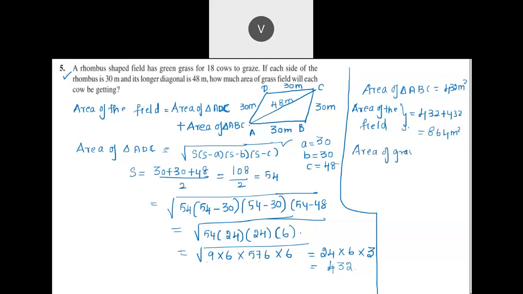So the area of grass field each cow will be getting is equal to, this area has been divided among how many cows, children? 18 cows. So 864 by 18, which is equal to 48 meters square. So each cow will be getting 48 meters square of grass. Okay, copy this.